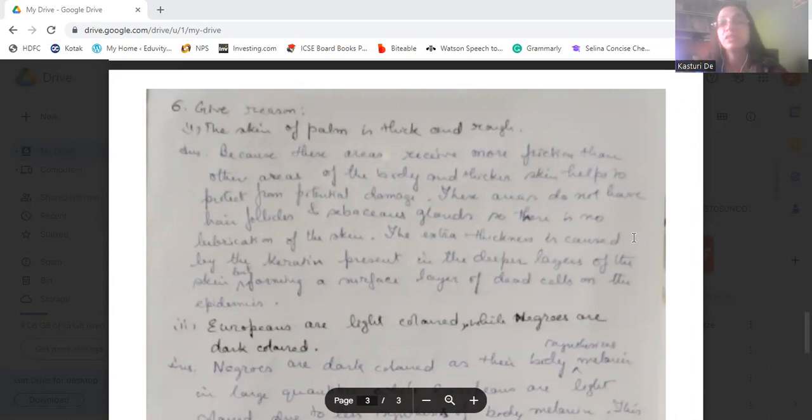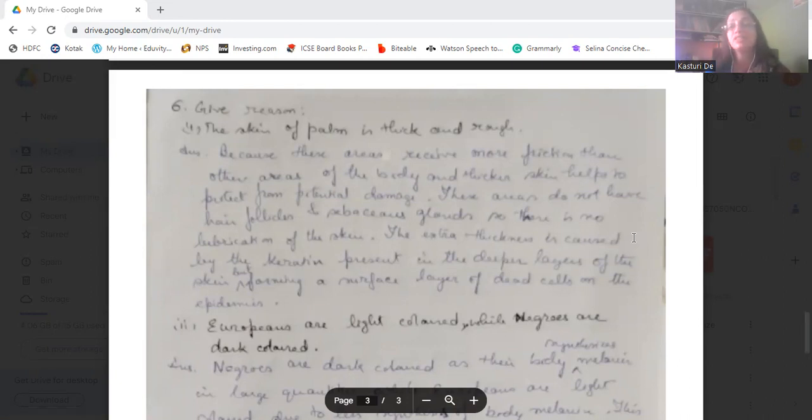These areas do not have hair follicles and sebaceous glands, so there is no lubrication of the skin. We have sweat glands here, but we do not have hair follicles and sebaceous glands, so there is no lubrication or moisturization of the skin, so it becomes thick and rough.